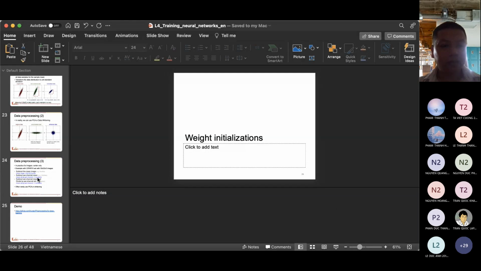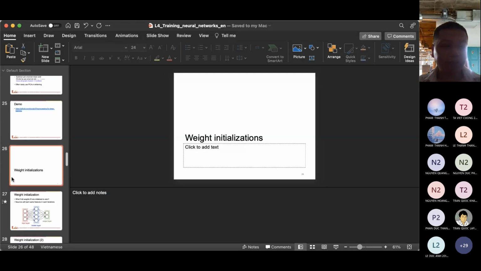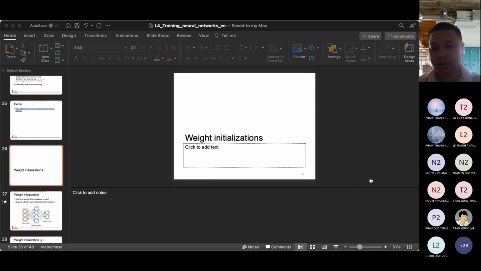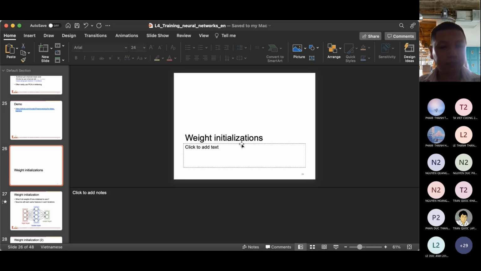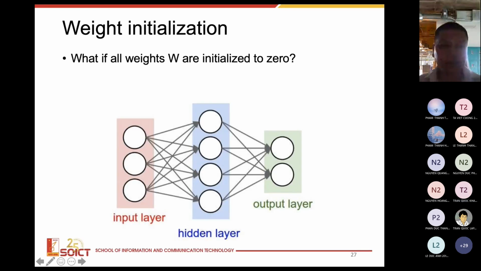Okay, so I think that we should continue because the lesson is quite long for today. Do you still see my screen? Yes. Okay, so now we discuss weight initialization. Weight initialization is something you would do at the beginning of the training process.